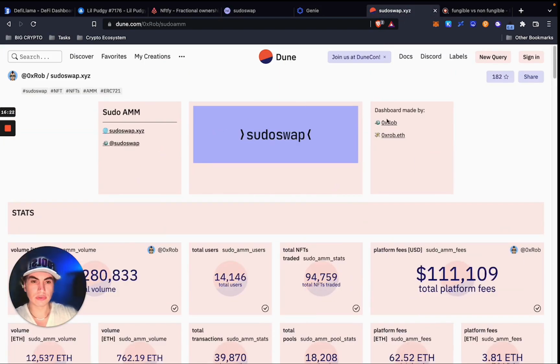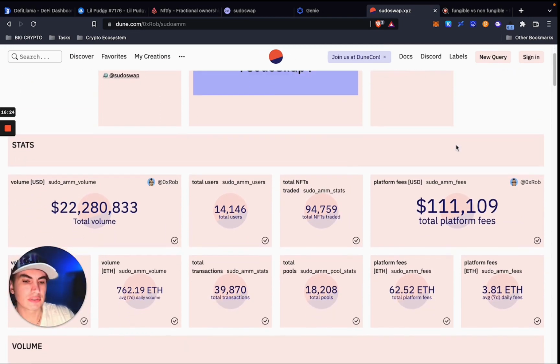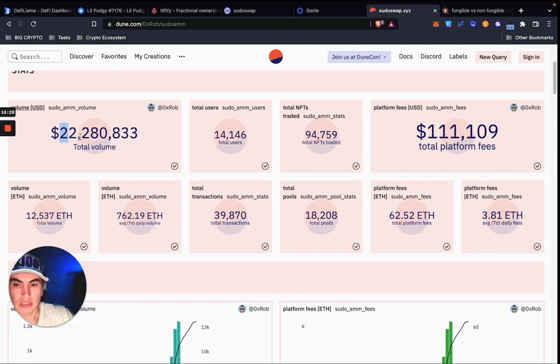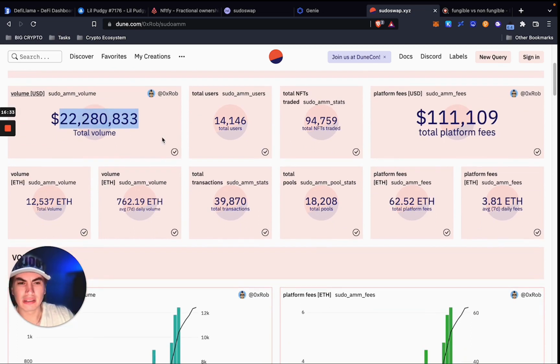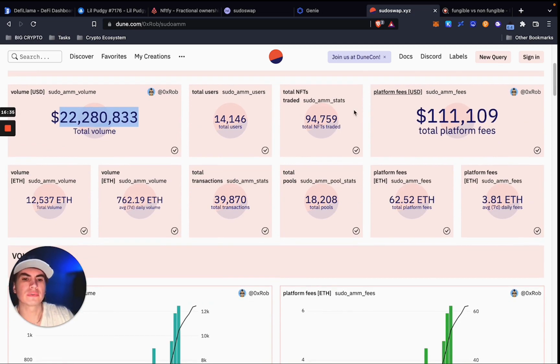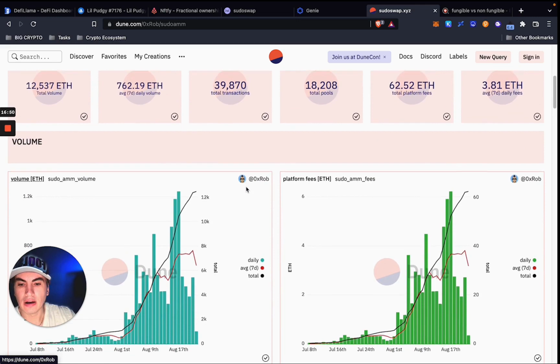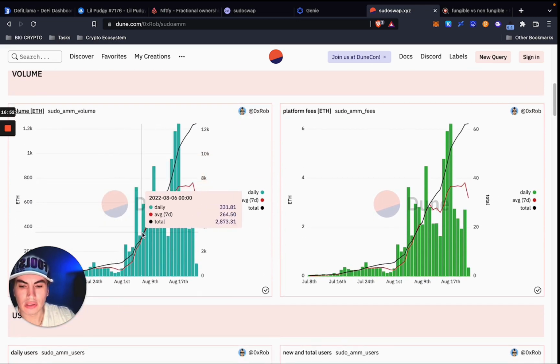I like to use Dune Analytics for this because it gives you a lot of different information. You can see the volume, about 22 million transacted volume, and it literally launched about a month ago. So it's been great. Since then, it's gained about 15,000 users, a rough estimate, about 95,000 NFTs. The platform has generated about 111,000 in fees. And then here you can see the volume.